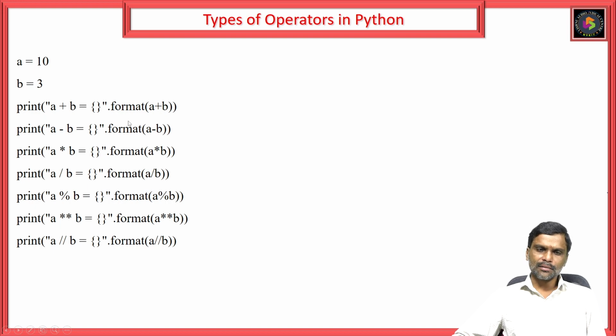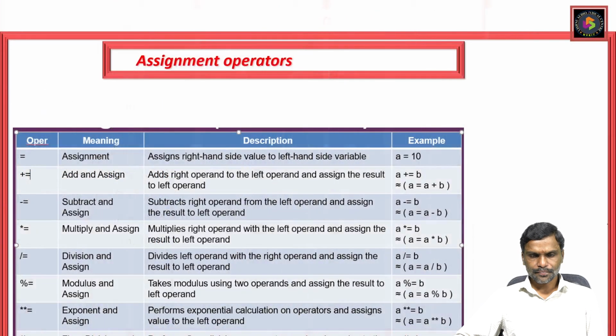Then print A plus B. Simply you can take A plus B. Then print A minus B. These are the string formats we have discussed. A division by B, A modulus by B, print A exponent B, A floor division by B. What is the output for this? What we discussed in the table in the previous slide, the same output you will be getting here. So I did not mention the output. Meanwhile, you can execute a simple program like this.